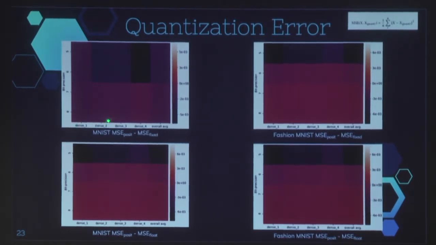I don't know, it's very hard to read on this. So 5 bits to 8 bits. The 5-bit posit always shows the lower MSE, even averaged across the layers, or averaged overall, the average also shows that 5-bit does much better.